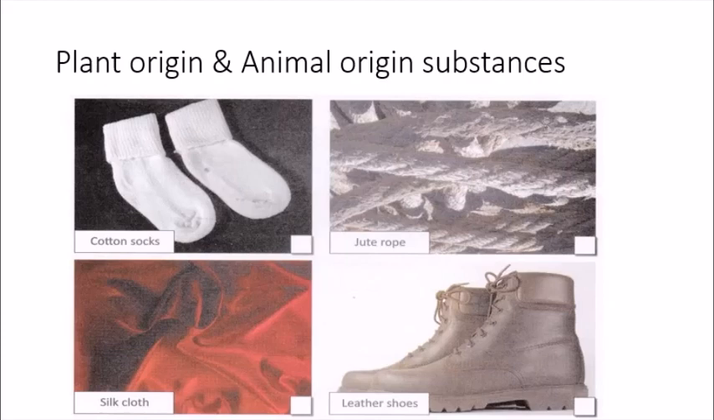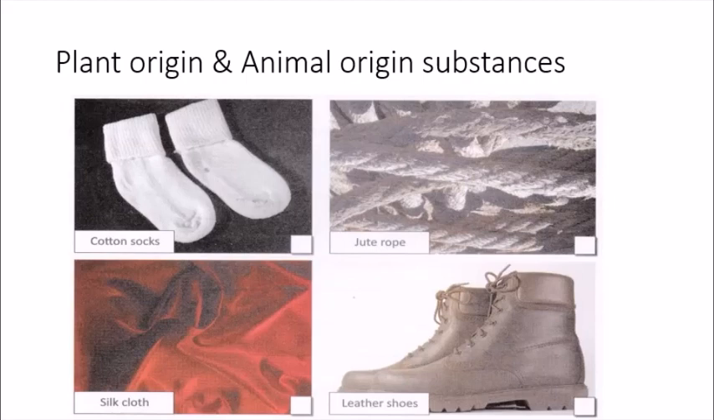So we saw what are biotic and abiotic substances. Now, in natural substances, we have another two types of substances, that is, substances which are of plant origin and substances which are of animal origin. For example, leather and wool are obtained from animals. That is why, as they are obtained from animals, they are called animal origin substances.